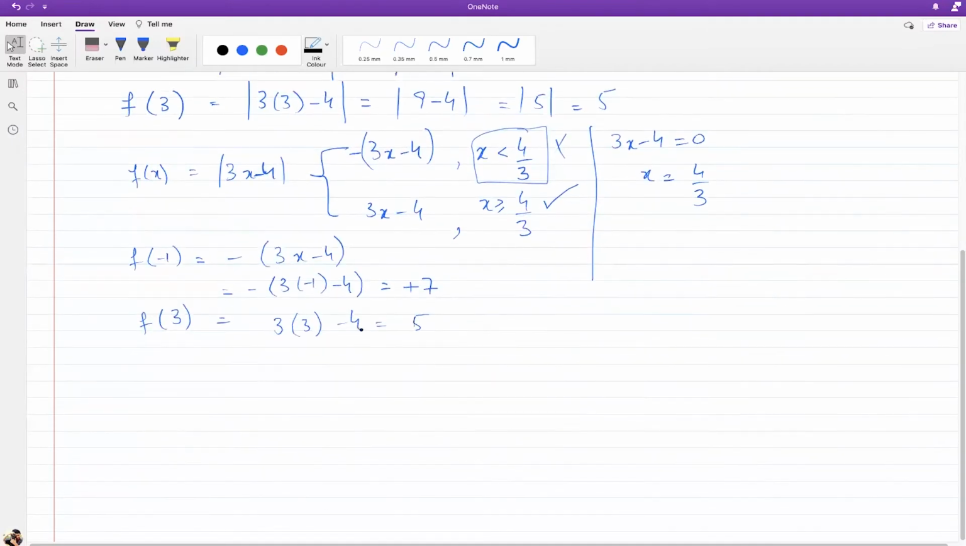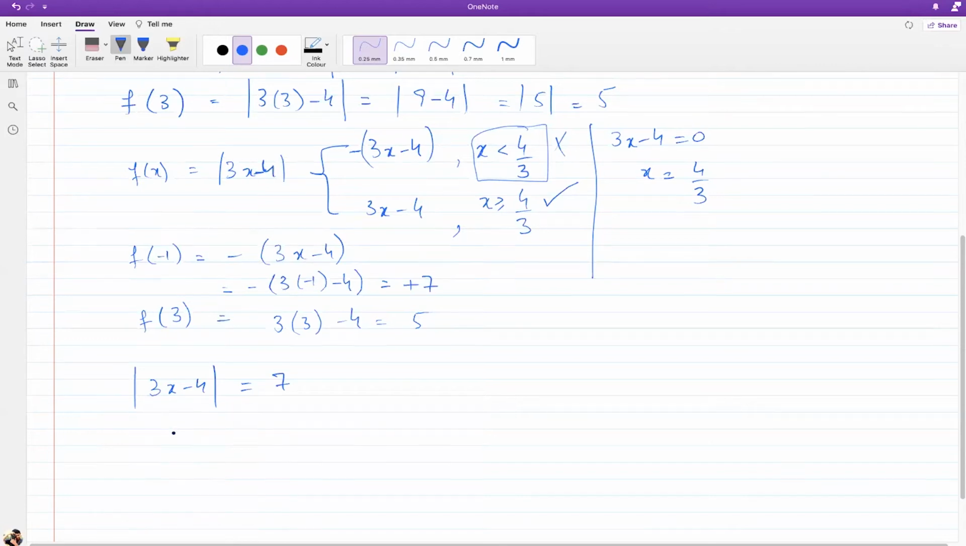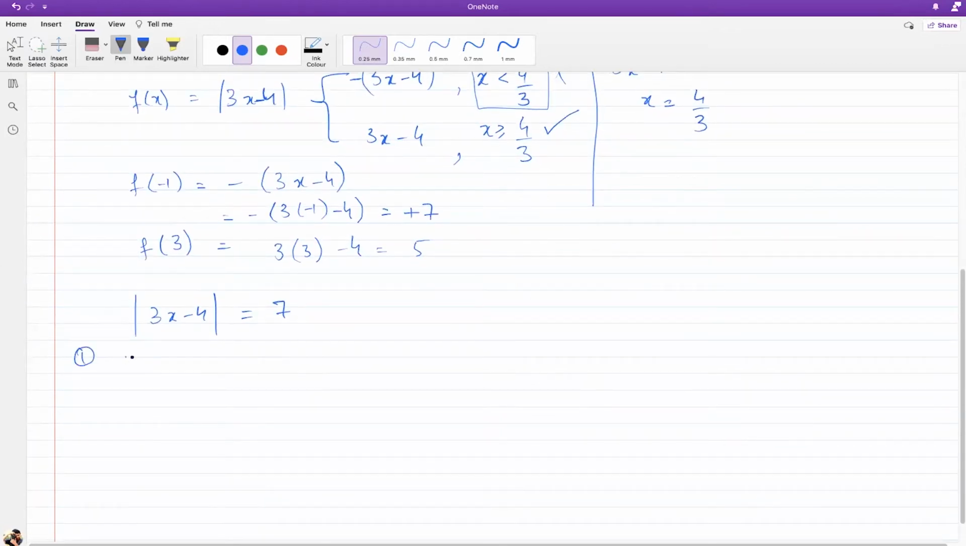There is a third way of solving modulus. Let's suppose I tell you that modulus of 3x minus 4 equals 7 and you have to solve it. Now you can solve it in 3 different ways. First method, using the definition.